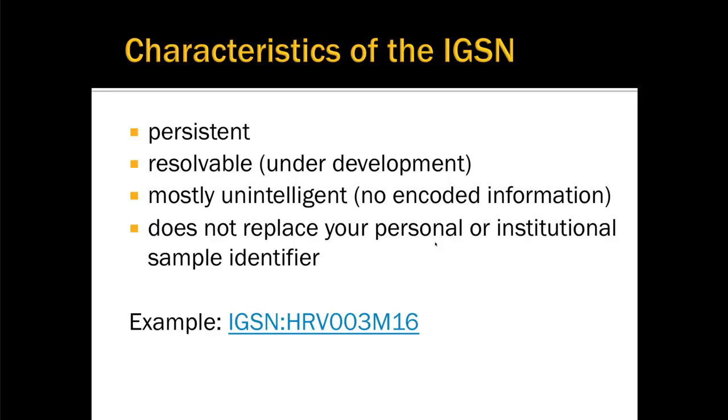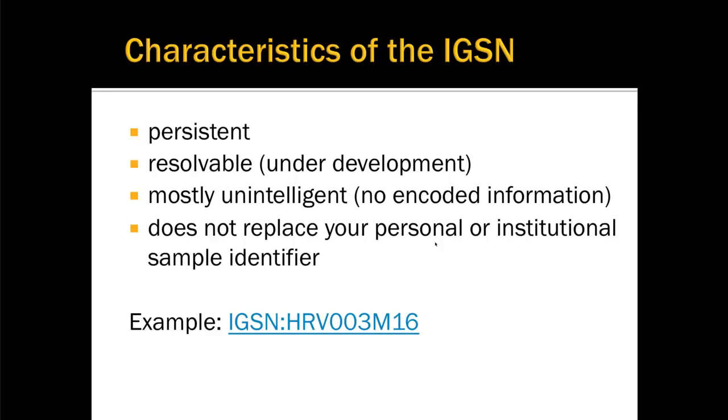The IGSN is mostly unintelligent, sorry. It has no information encoded. So this 6-digit string is not meant to be structured in any way, so that there is information on its origin, on the location, on the type of the sample or whatever. I'm saying mostly unintelligent because we have that namespace.